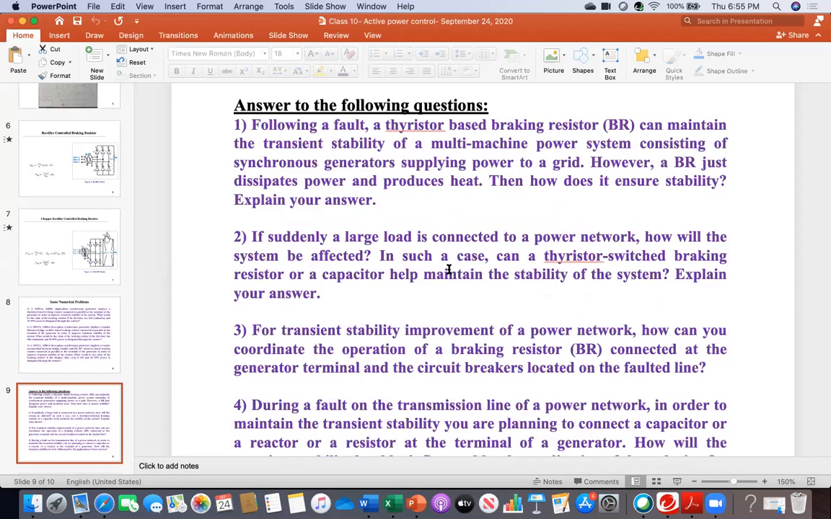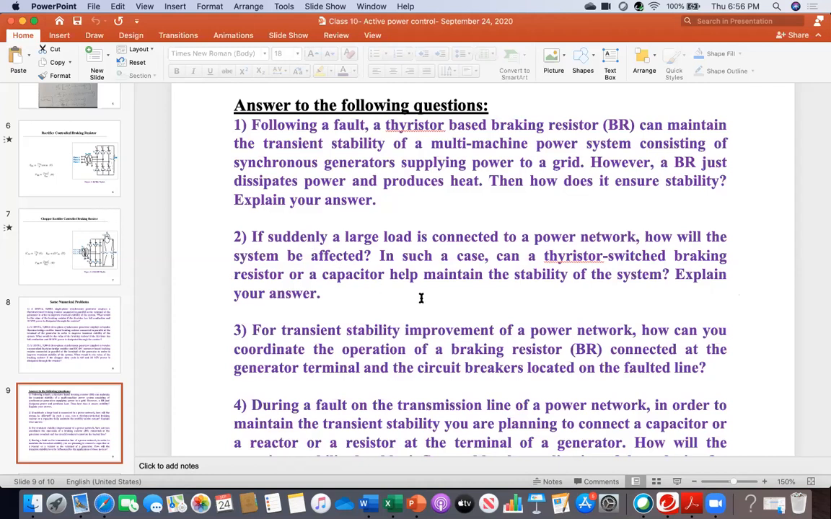And then I said that under such a condition, can a thyristor switch braking resistor help, or can a capacitor help? Explain your answer. So what will be the solution? Of course, the thyristor switch braking would help, because a capacitor will only provide the reactive support, but we need the active control, I mean power control.